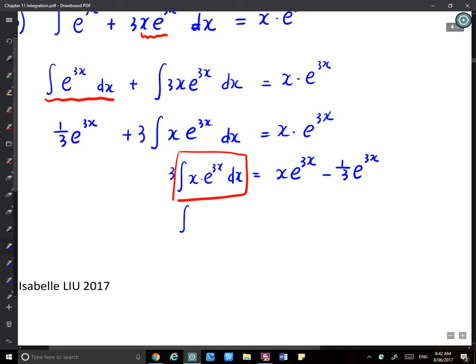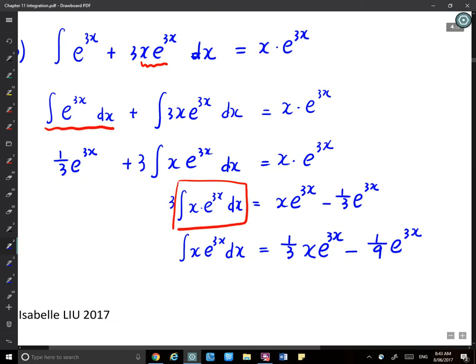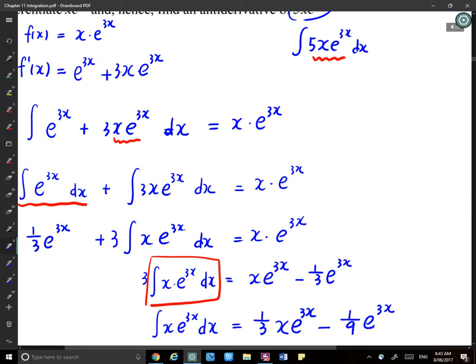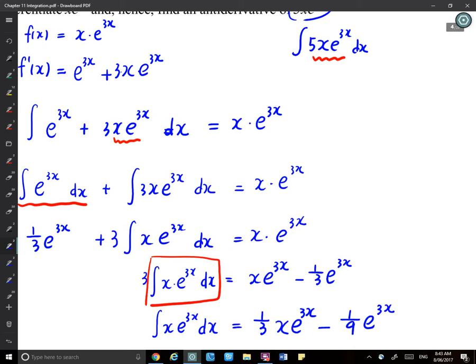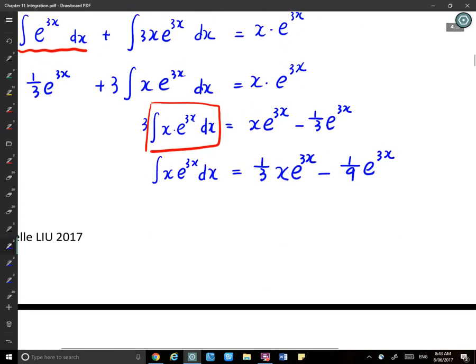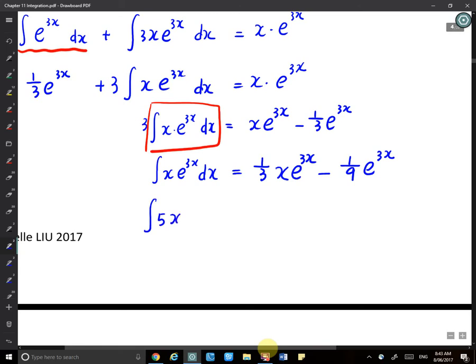So the integral of x e to the power of 3x dx will equal a third x e to the power of 3x minus 1 on 9 e to the power of 3x. Now what I want looks very similar to what is being asked. It's just 5 times of that. Then I can times 5 on both sides. So that becomes the integral of 5x e to the power of 3x dx equals 5 over 3 x e to the power of 3x minus 5 over 9 e to the power of 3x, and you can plus the c here.